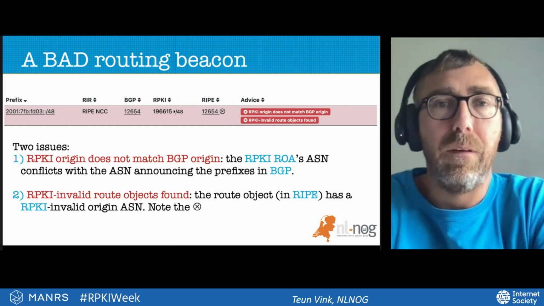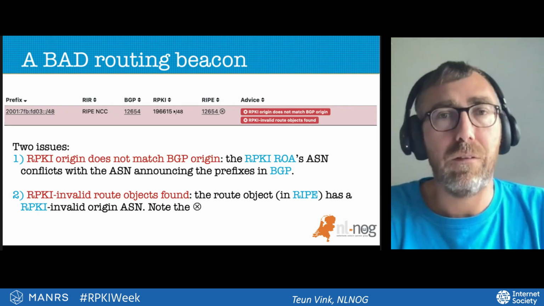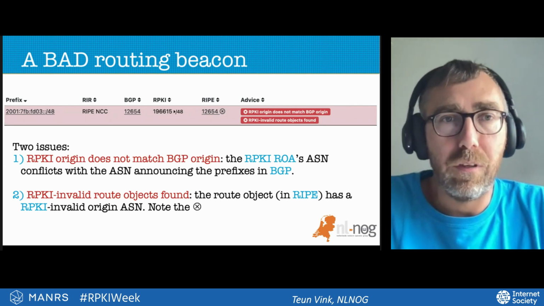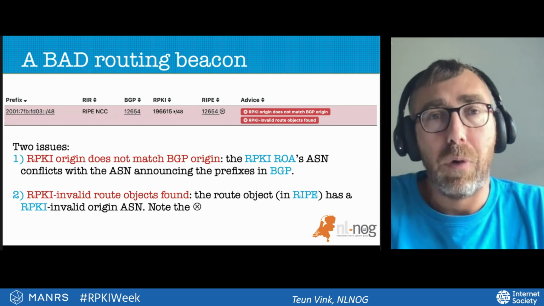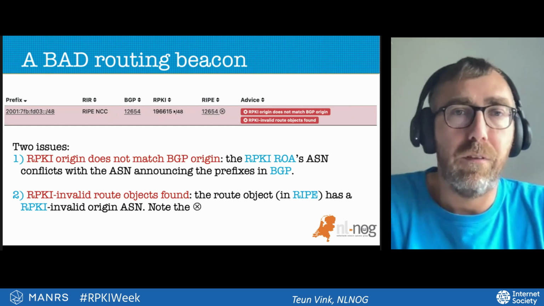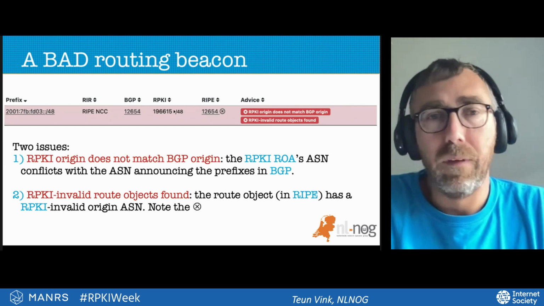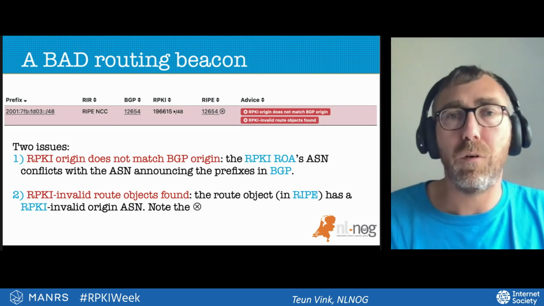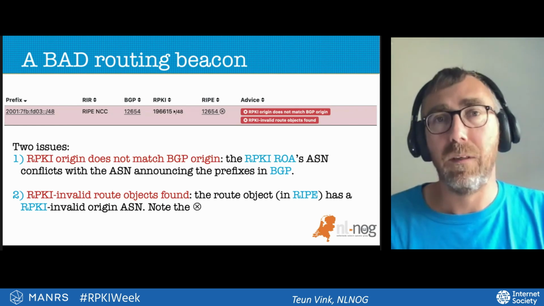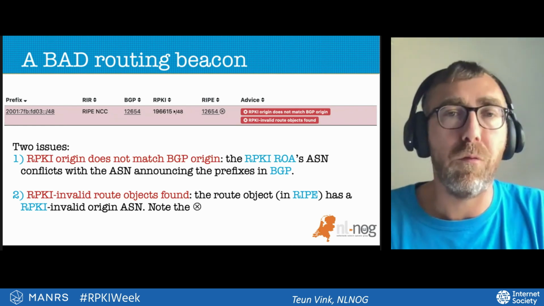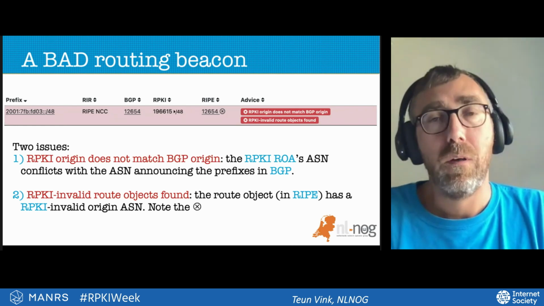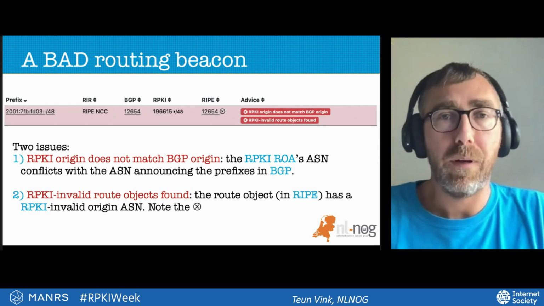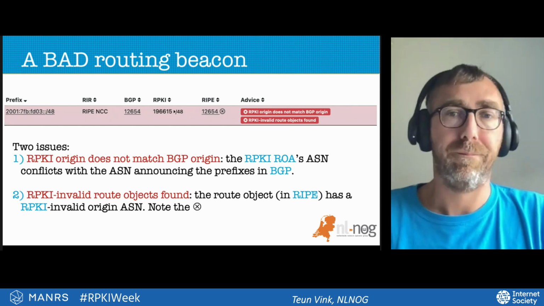Well, as Max explained, you can create a ROA. In this case, the ROA tells us that AS196615 can announce this specific prefix. But the BGP table shows us that AS12654 is announcing it. That doesn't match. And of course, you would expect either a ROA to be available for 12654, or you would expect a route in the routing tables for the 196615 ASN.